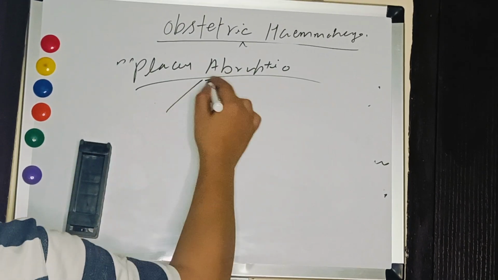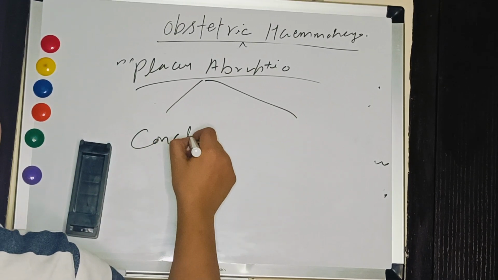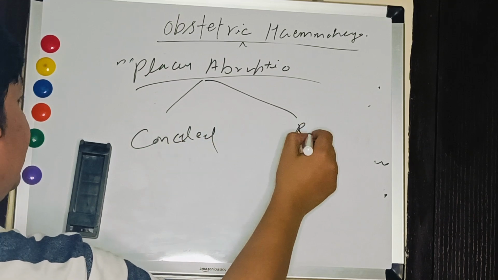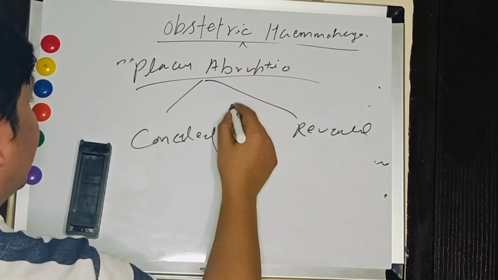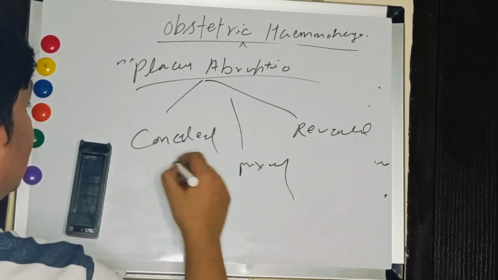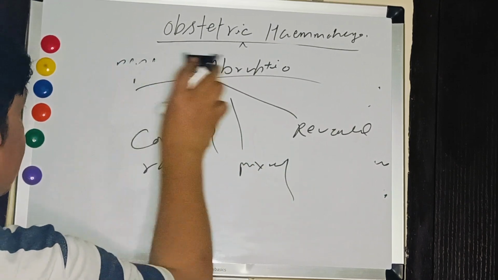It is also classified into concealed, revealed, and mixed. Concealed is a rare type.